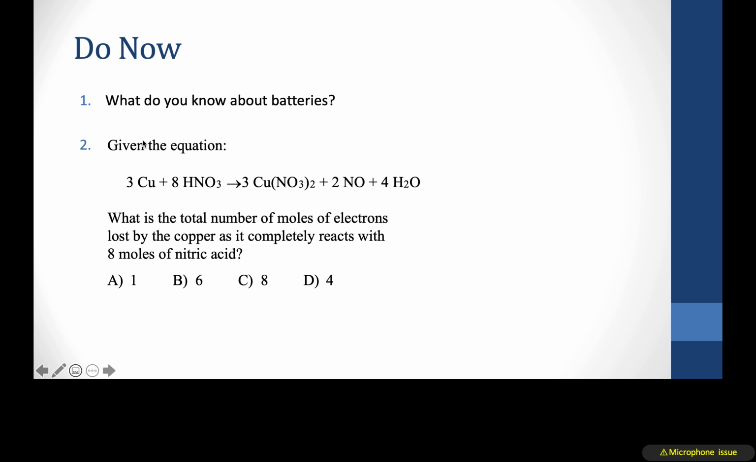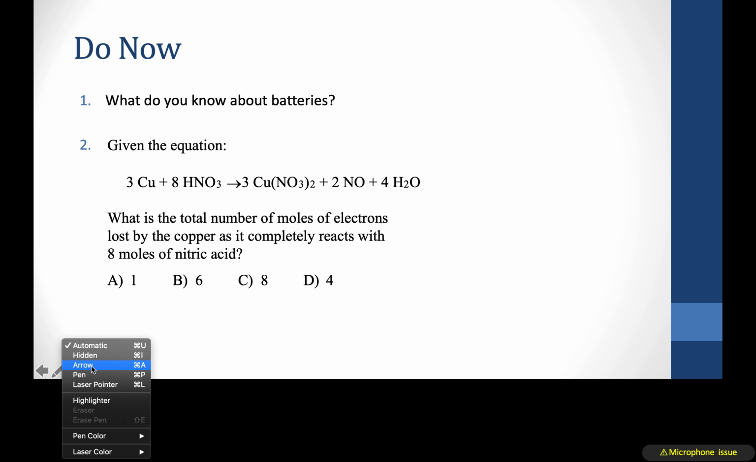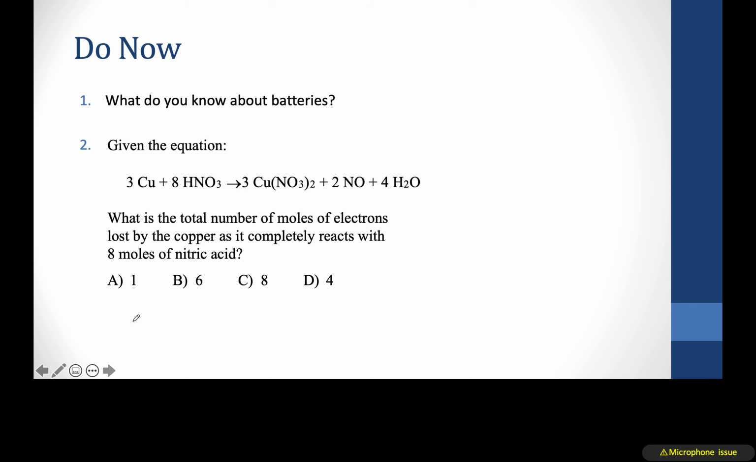So a little bit of review here. Given this equation, what is the total number of moles of electrons lost by the copper as it completely reacts with 8 moles of nitric acid? This is nitric acid, so we're talking about copper. So we want to quickly know, copper here has an oxidation state of 0. And then copper here, we've got to figure out the oxidation state.